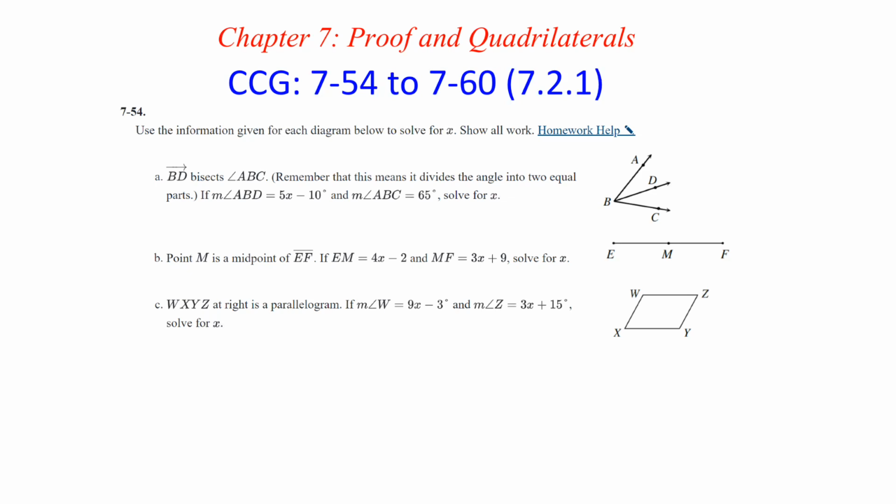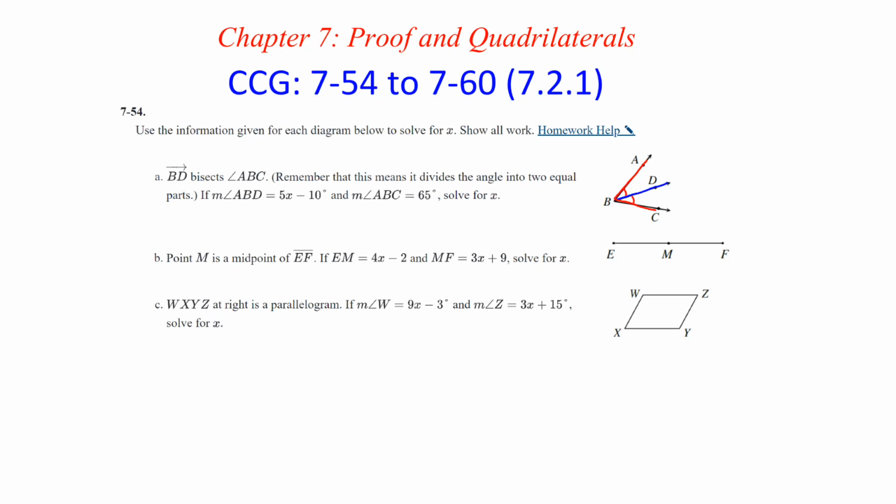Question 54. Use the information given for each diagram below to solve for x. Show all your work. Part A. Ray BD bisects angle ABC. So that means that these two angles are congruent.